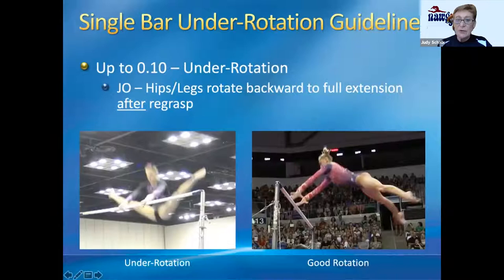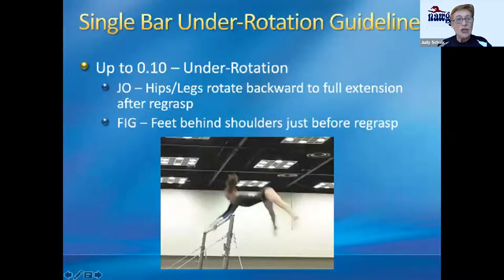Now, I have a little bit of an issue with the fact that JO says after regrasp, but it doesn't say how long after regrasp. For instance, this girl here, she would actually get fully extended by the time she gets to the bottom of the swing, but there would be no backward angle. And so I kind of like to add in this FIG definition of feet behind the shoulders just prior to regrasp.